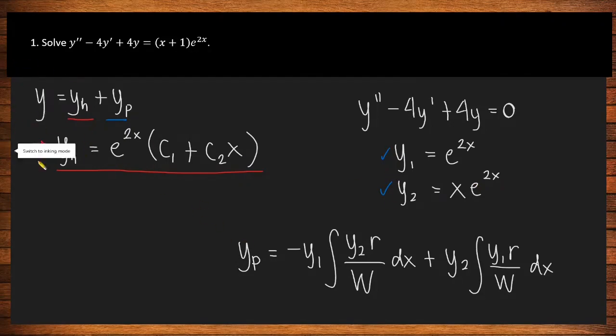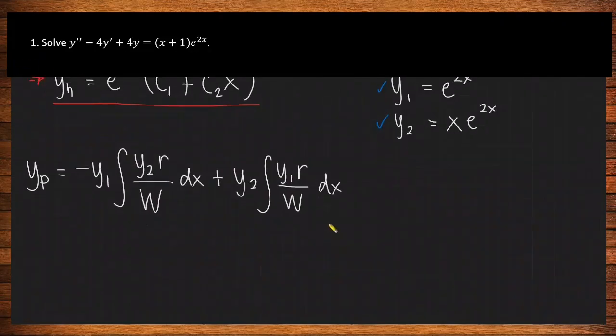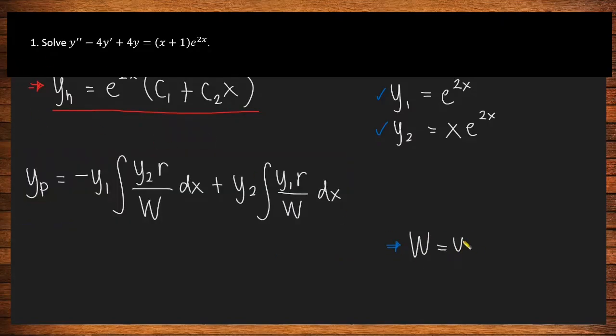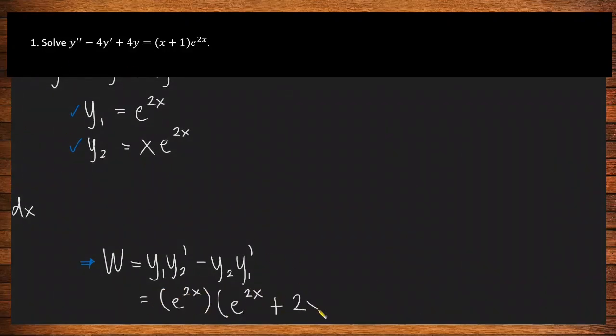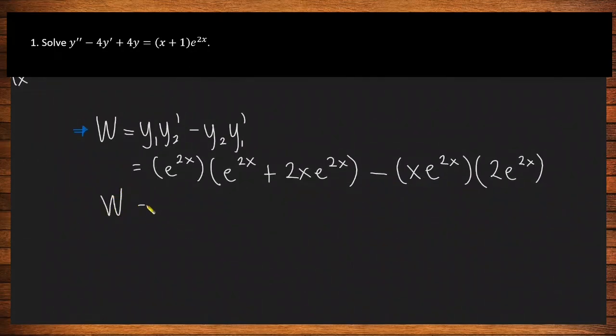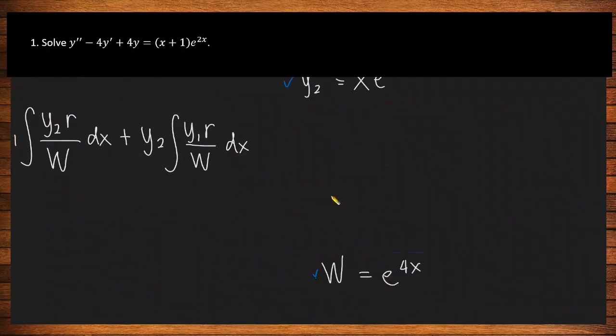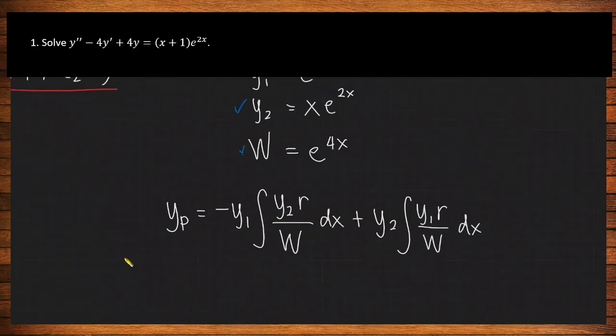Next is we will obtain the value of our variable w here. Again, w will be equal to y sub 1 times y sub 2 prime minus y sub 2 times y sub 1 prime. So, galing doon sa y sub 1 and y sub 2 natin kanina, we will simply substitute these equations and then yung derivatives nila dito. And then if we simplify this, we will obtain the value of our w, which is equal to e raised to 4x. So, ngayon, isa-substitute lang natin to lahat dito sa formula natin for our y sub p.